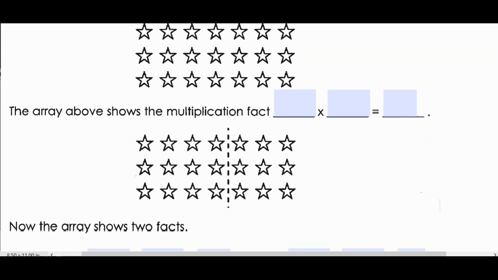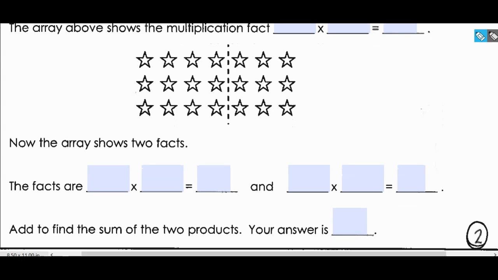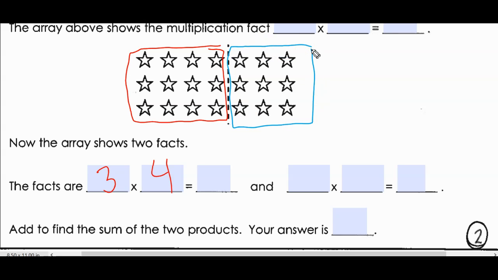Then what they did was they broke it apart. So I need a multiplication equation for this section right here only. How many rows? 3. How many in each row? 4. Now let's do a multiplication equation for that section. How many rows are there? 3. How many in each row? 3. So 4 times 3, or 3 times 4, is 12. And then what's 3 times 3? 9. Then it says add the sum of the 2 products.